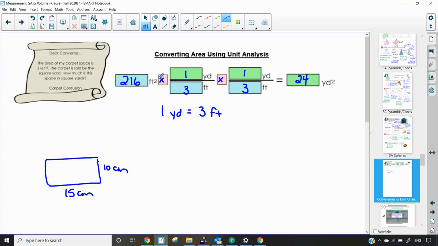Now, there is a shortcut. Notice that if I was just going from feet to yards, I would divide by 3.